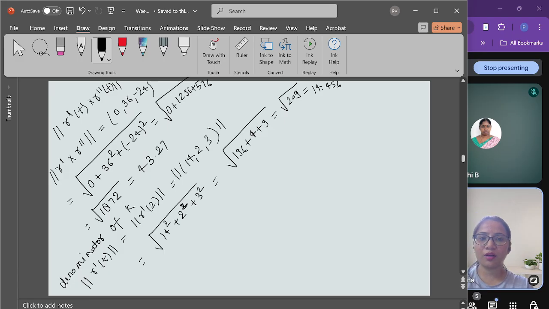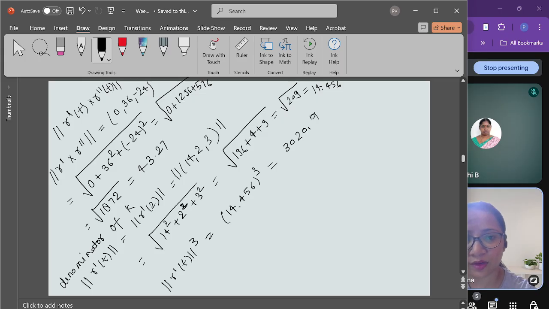Now in the denominator it is |r'(t)| cube. So just take 14.456 cube. What will be the value we will get here? Overall you will get 3020.956. So just put all these values in that formula.